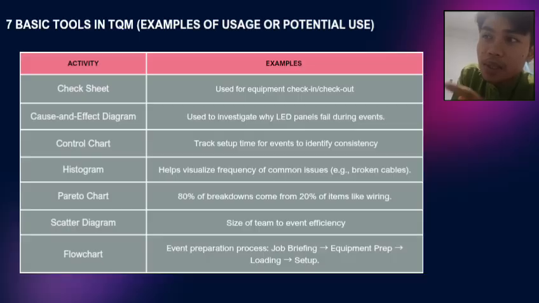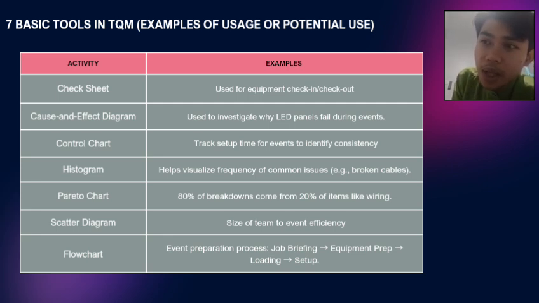Moving on to the next part, which is the 7 basic tools in TQM. I already gave the table, you guys can refer to it. Number one is check sheet. The example of use is for check in and check out of equipment. Number two, cause and effect diagram. This is used to investigate why LED panels fail during events. Number three, control chart. This is to track setup time for events to identify consistency, which means every time we set up, we will track time and use this chart to manage it.